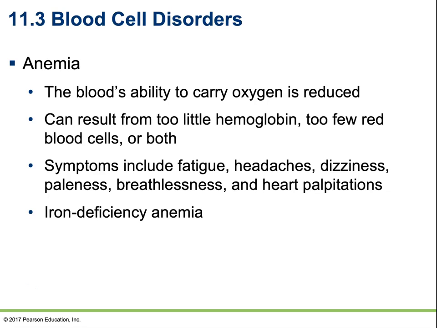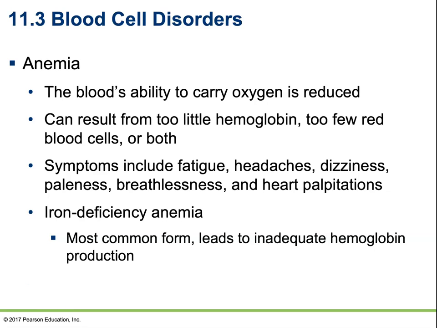There are many different types of anemia: iron deficiency anemia, hemolytic anemia, sickle cell anemia, pernicious anemia, just as an example. Iron deficiency anemia is the most common form. It typically leads to inadequate hemoglobin production. The causes can be as simple as a diet that contains too little iron or an inability to absorb iron, or most significantly, blood loss. Significant blood loss can result in iron deficiency.